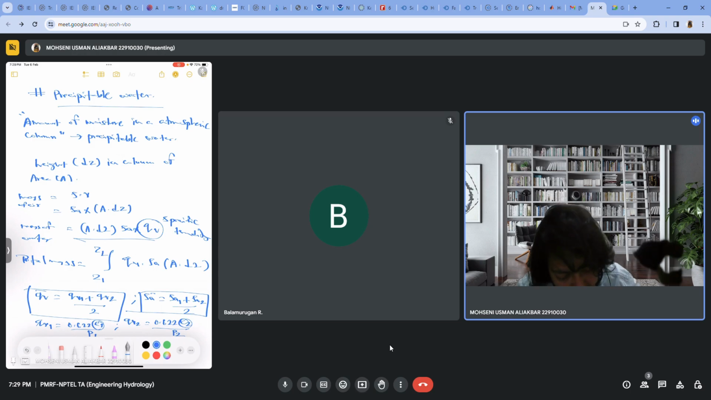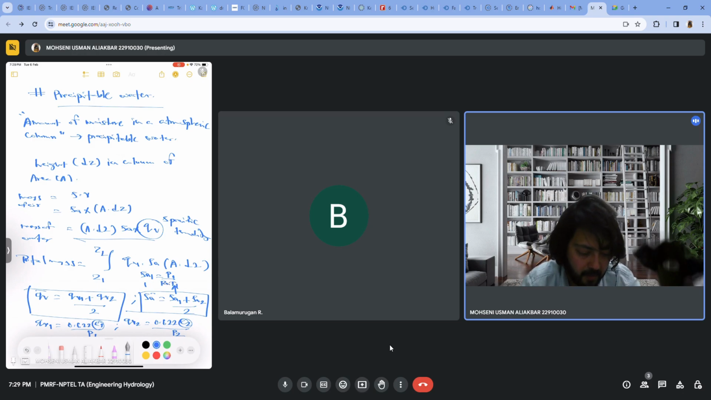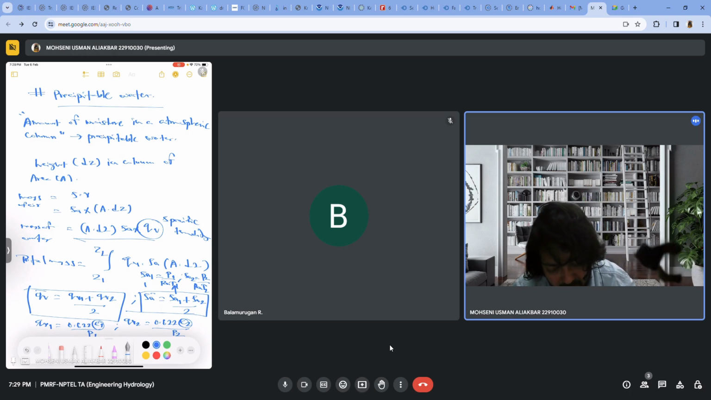And similarly, for density of air, we can calculate it by using the ideal gas law equation, which is rho A1 equals P1 upon RA of T1, and similarly rho A2 will be P2 upon RA of T2. Then we can calculate this and get the answer for precipitable water, the total mass of water that is present in the atmospheric column. So this is all about precipitable water.